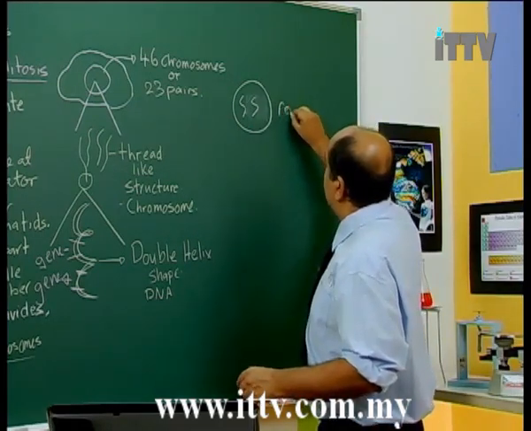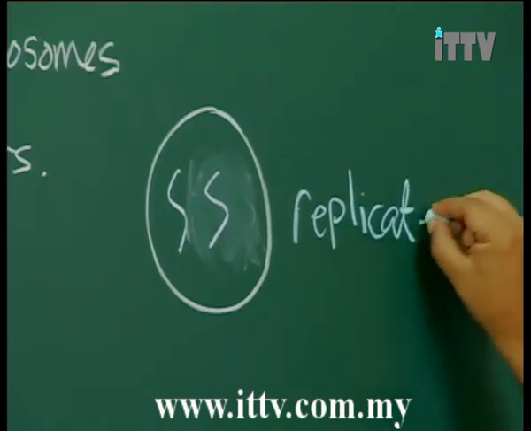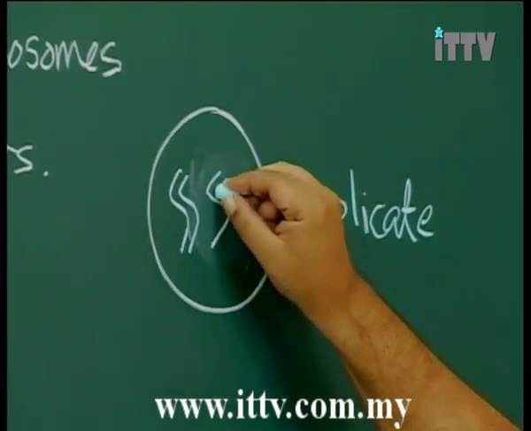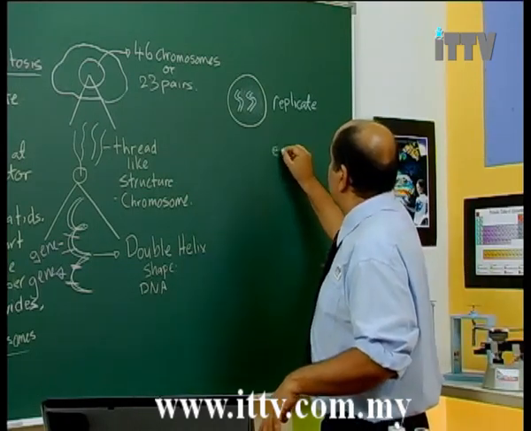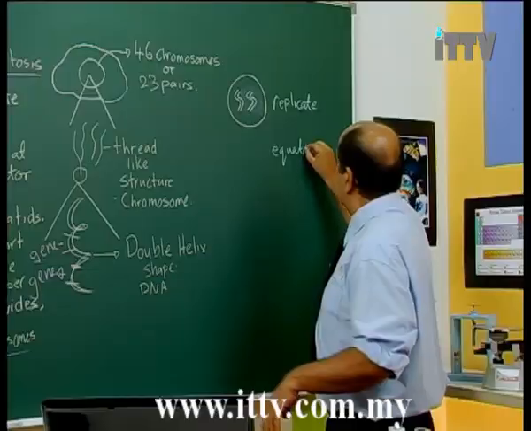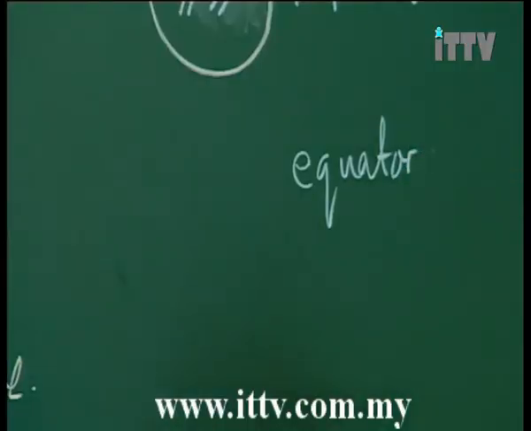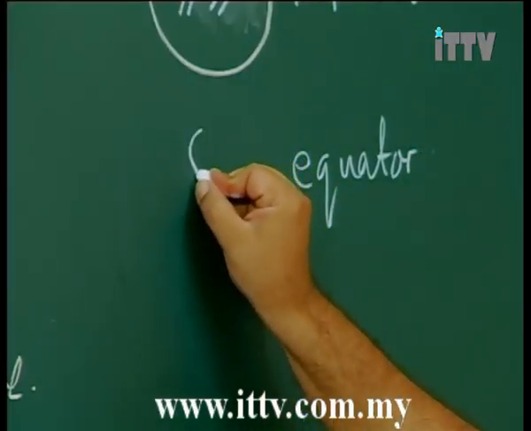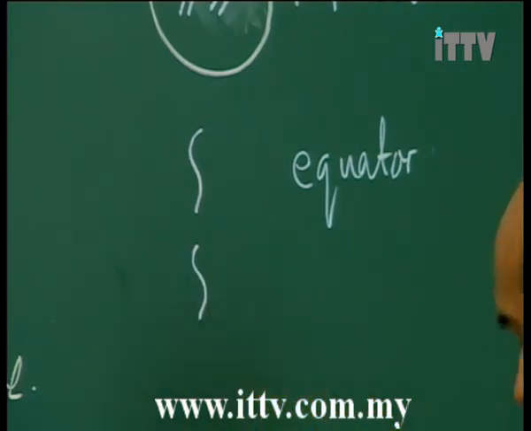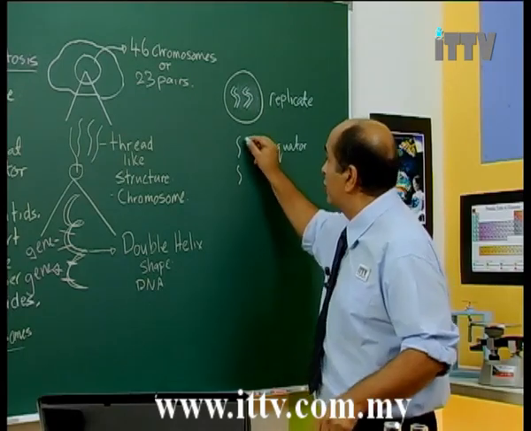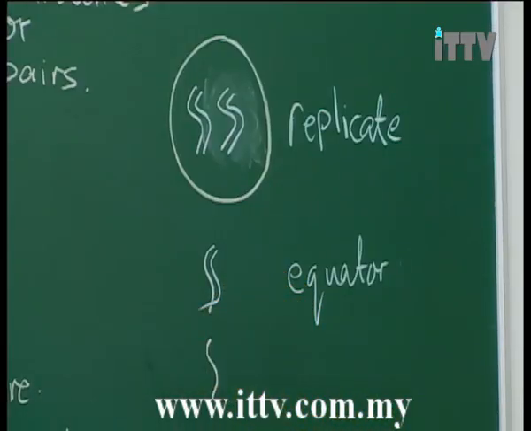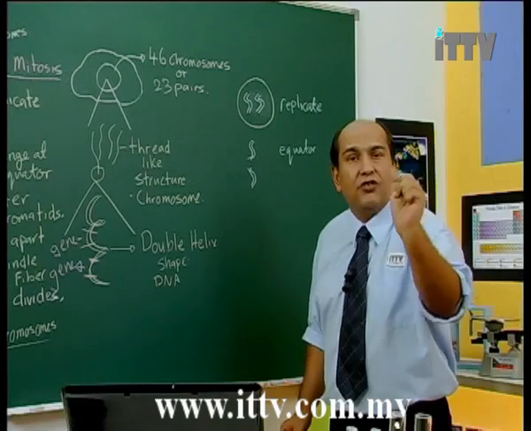So replicate. So we get this. Then remember step 2, equator. So what happens is at the equator, these chromosomes sit, but something occurs when they sit here. Watch. As they sit, they cross over each other. When they cross over, a piece of information is transferred.